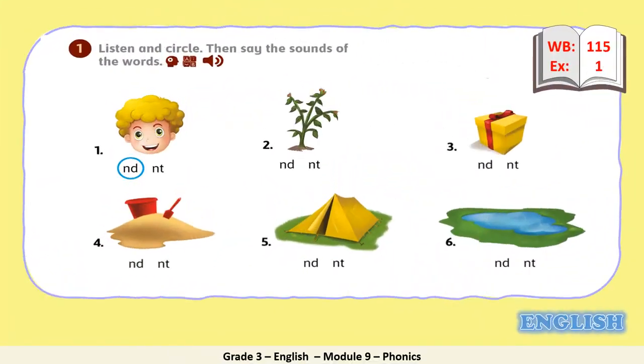Are you ready to check your answers? Let's see. Number 2, plant. Nt sound, very good. Number 3, present. Also nt sound. Number 4, sand. That one is different. It's nd sound. Number 5, tent. Again, nt sound. The last one, pond. Yes, it's nd sound. Well done, everyone.